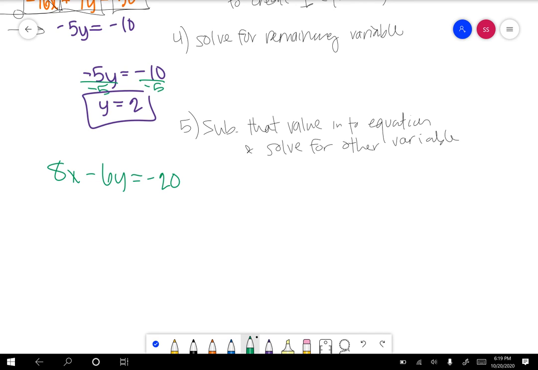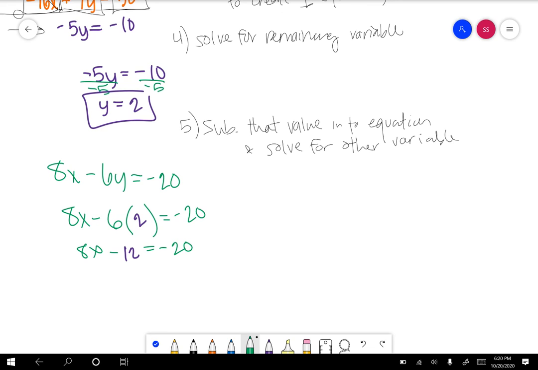So we know that y equals 2. We're going to substitute 2 in for y in this equation. So we have 8 times x minus 6 times y, which in this case, y is 2, equals negative 20. And now we solve for x. The first thing we'd want to do is get rid of those parentheses, so we multiply 6 times 2. That would give us 12. Everything else stays the same.